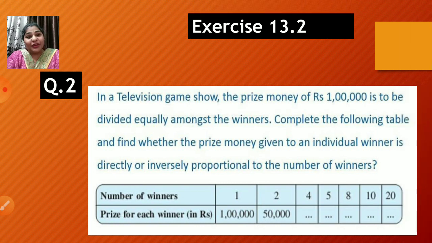So now let us begin with exercise 13.2. This is question number 2. Question number 1 is your homework, children. They have just given a few conditions and you have to tell whether the quantities are in direct proportion, or whether the quantities are in inverse proportion. So that is the homework. Now I hope you understood. When one quantity increases and the other also increases, then both the quantities are in direct proportion. And when one quantity increases and the other decreases, then the quantities are in inverse proportion with each other.